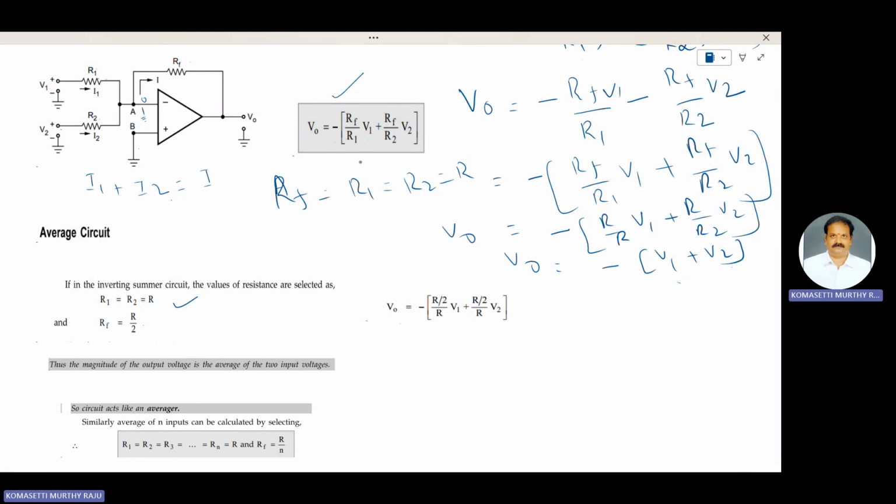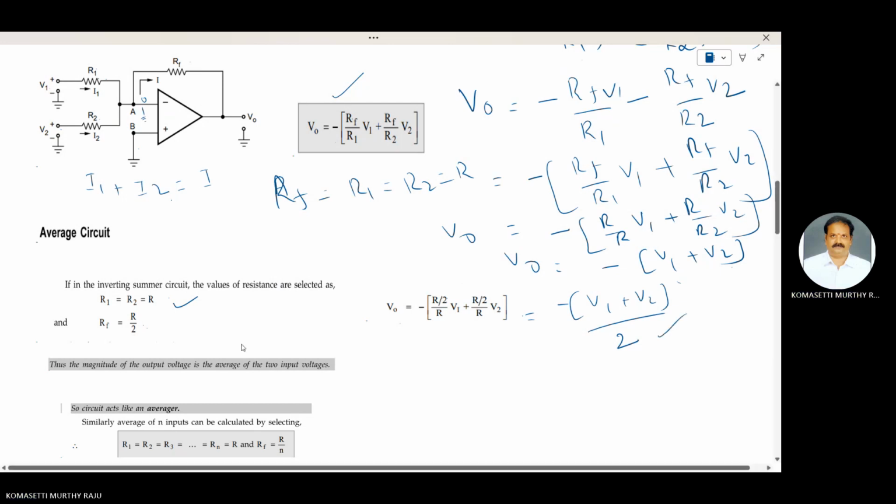V0 is equal to minus RF, which is R by 2, by R1, which is R, into V1 plus RF, which is R by 2, by R2, which is R, into V2. Therefore, minus of V1 plus V2 by 2. Two inputs means the sum of the two input voltages, minus of the sum of the two input voltages by 2. This is the averaging circuit.